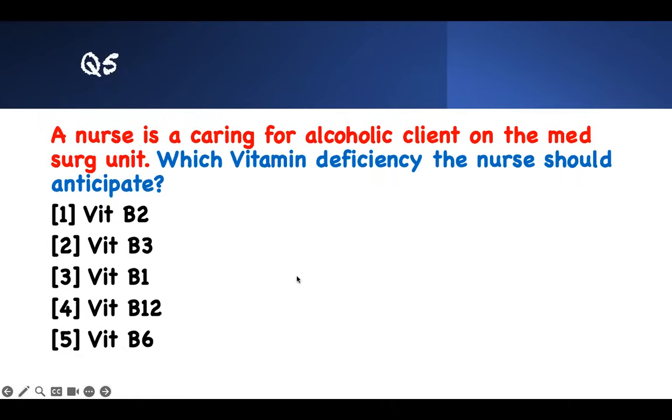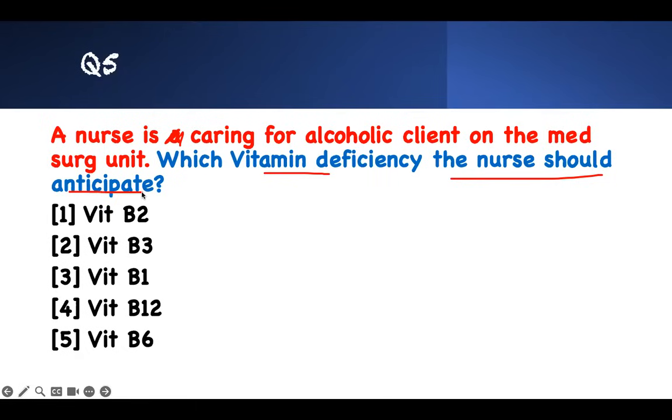Next is caring for alcoholic clients on the Med-Surg unit. Which vitamin deficiency should the nurse anticipate?